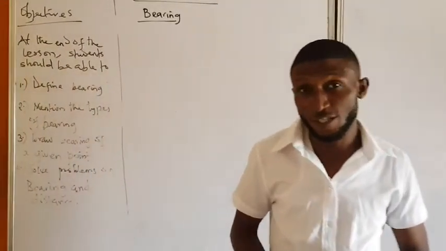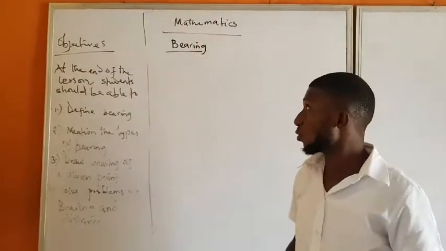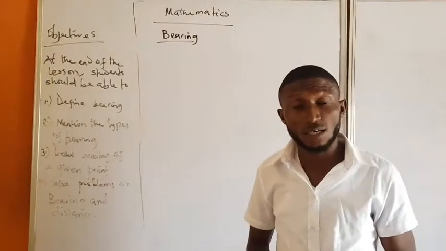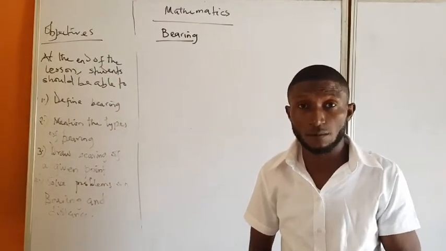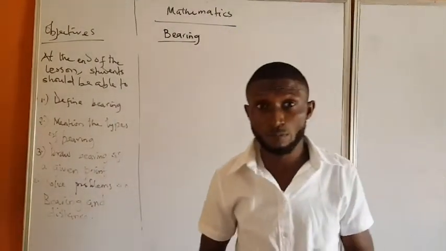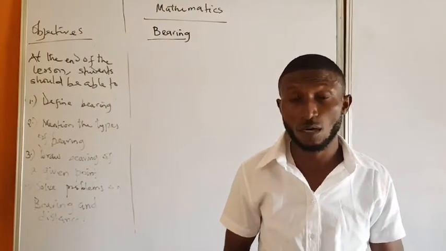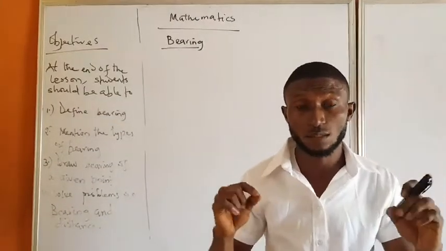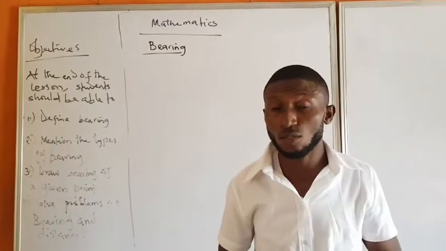Hi guys, in today's video we are going to discuss bearing. Bearing is one of the topics in mathematics that is very popular, and we always use it to find the direction of points. Now, what is bearing? Bearing is just the direction of a point with respect to north-south. The reason why we always measure towards the north-south is because we always use a compass to measure bearing, and a compass always points towards the north.